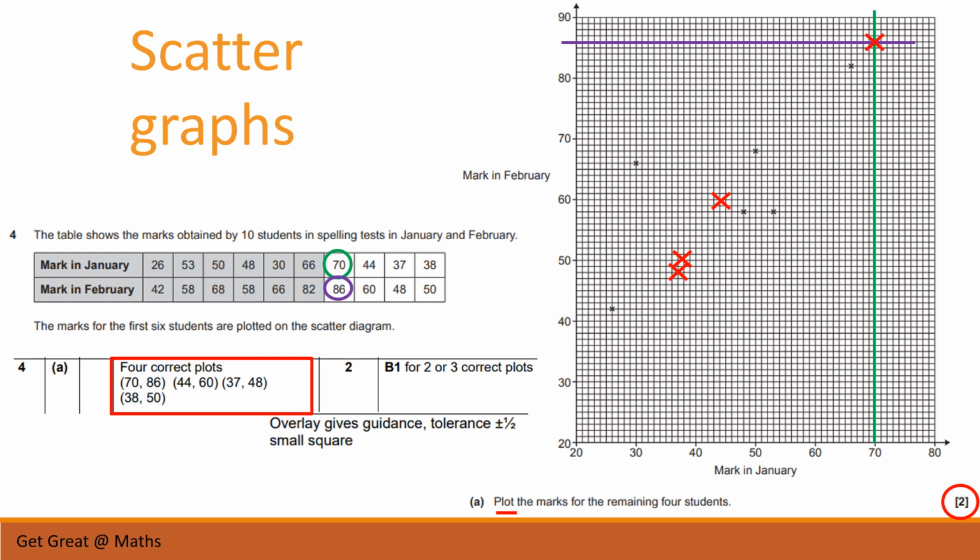Now if you plot the first 4 coordinates correctly, you get yourself 2 marks. If you plotted 2 or 3 points correctly, you will get 1 mark, and B1 means a method mark, and there is some tolerance allowed of plus or minus half a square.